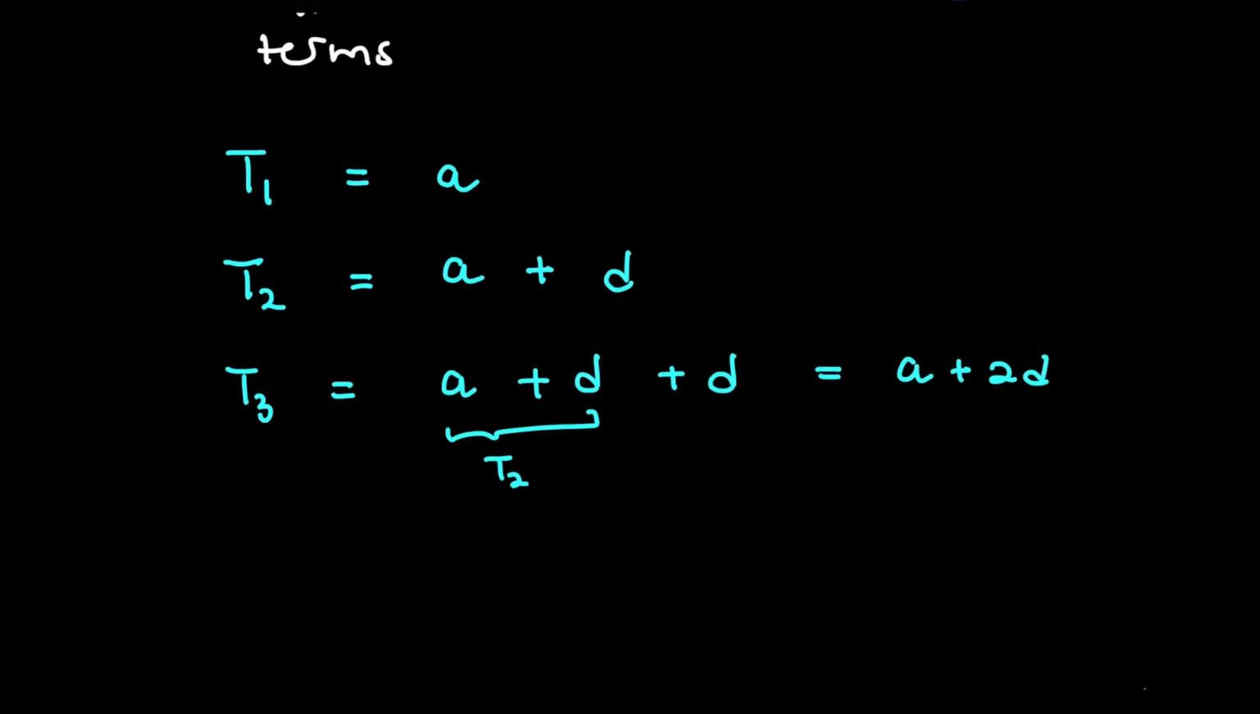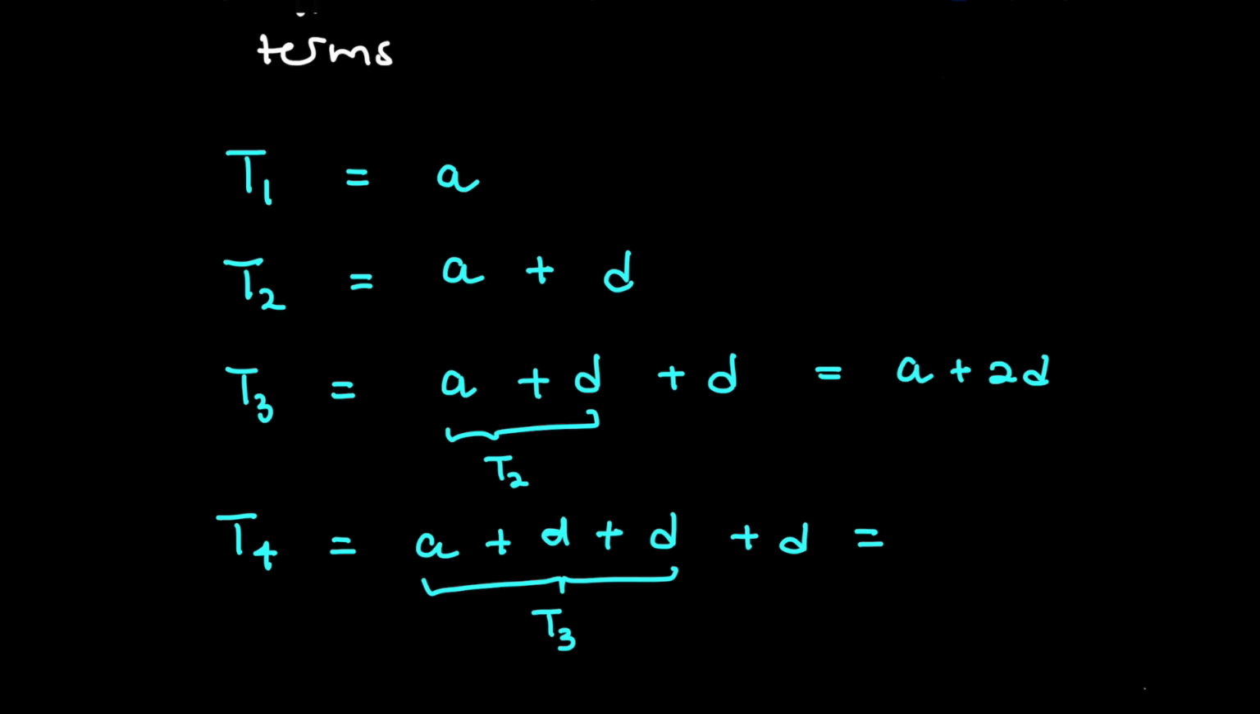So now, what about T4? In T4, you are going to add a constant value to T3. So remember, this is T3. So now if you simplify everything and add the like terms, it's going to be A plus 3D.